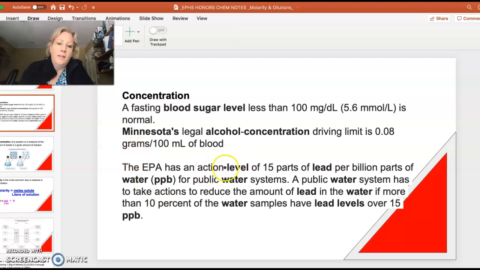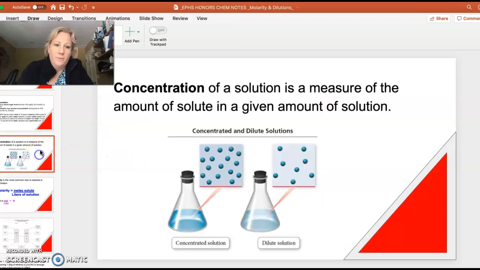And then even things that we're worried about in the environment, a lot of those are in parts per billion or parts per million. So for lead, 15 parts per billion is the cutoff. If it's under that, it's acceptable. So, lots of real life applications of concentration. Concentration is really a measure of how much solute is in a solution.